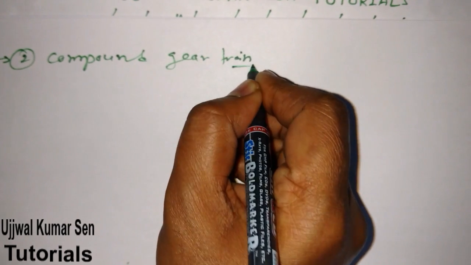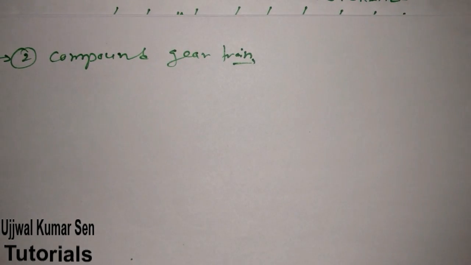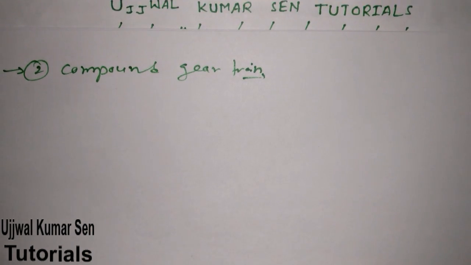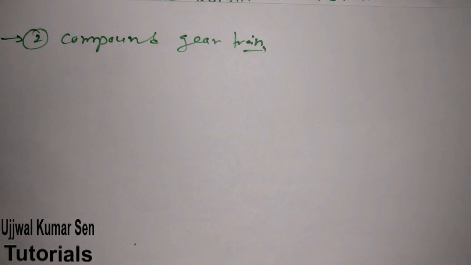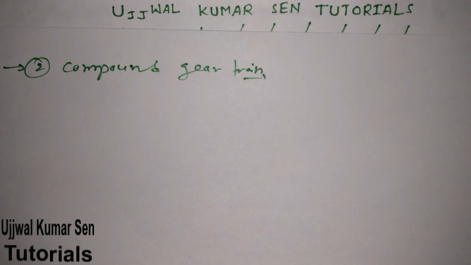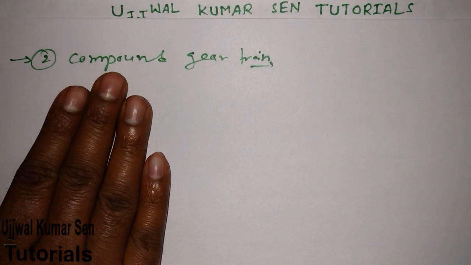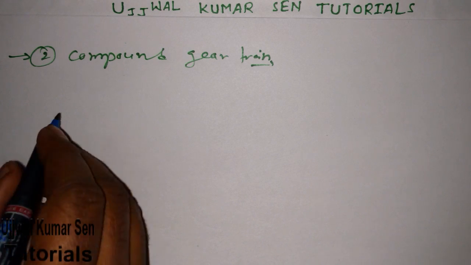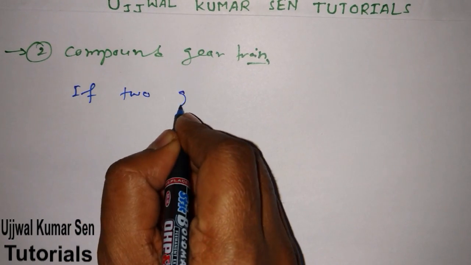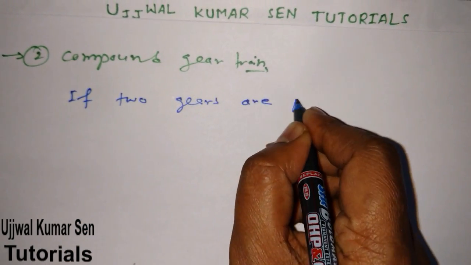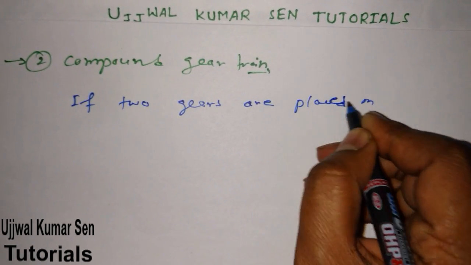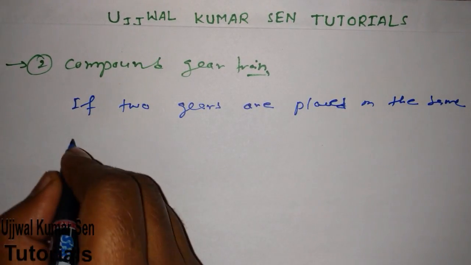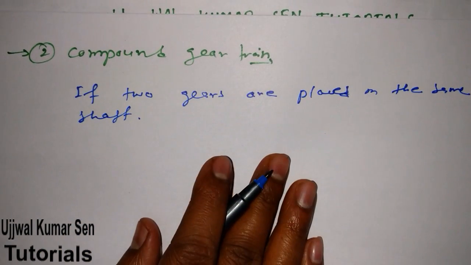gear train. Now what is basically a compound gear train? In case of a simple gear train, there is only one gear on one shaft. But in case of a compound gear train, there are two gears placed on the same shaft. If two gears are placed on the same shaft, that is known as a compound gear train.